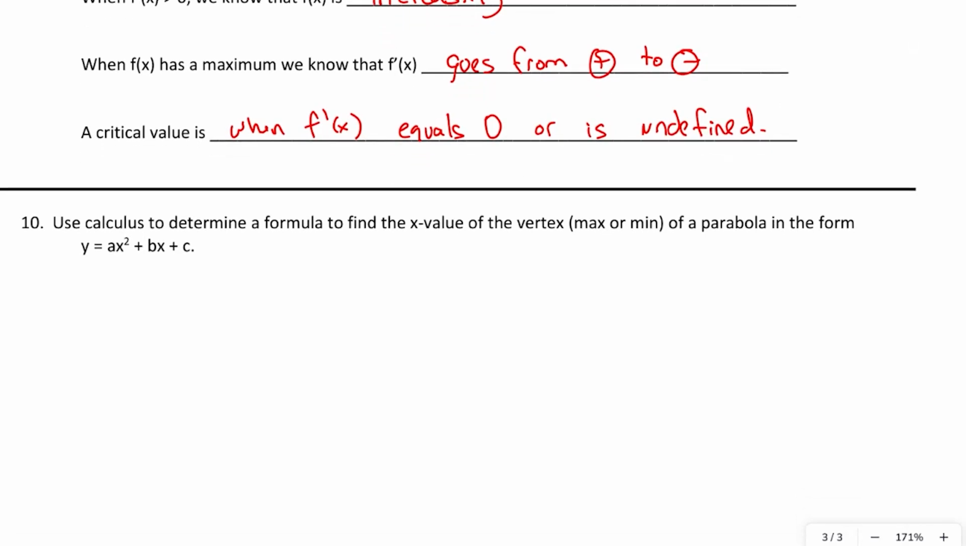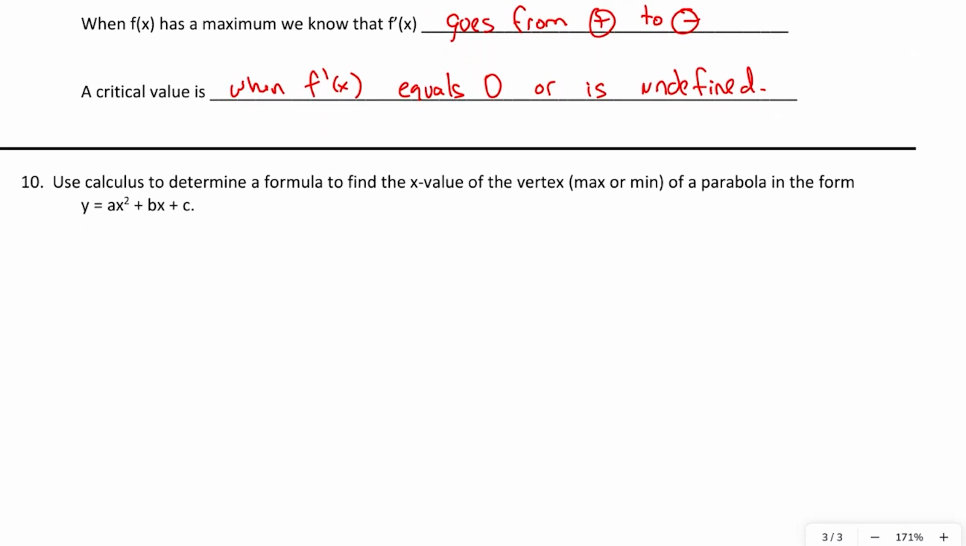Finally, number 10 says, use calculus to determine a formula to find the x value of the vertex of a parabola in this form. Okay, so let's find that vertex. Let's find that point where the slope is changing. You might already know this from Algebra 1, that it's going to be negative b over 2a, but let's use calculus to actually prove that to be true. So y prime would be 2ax plus b, right? And this max or min is going to occur when the derivative is 0.